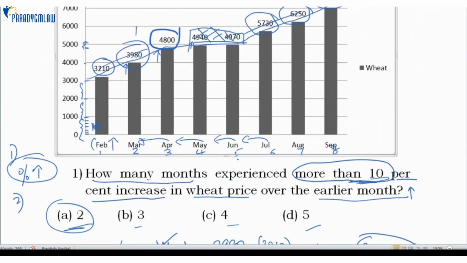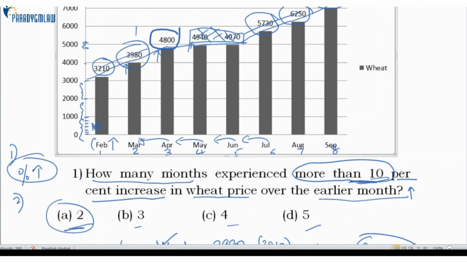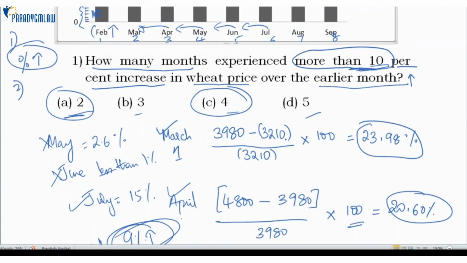So then the last problem is September, August. For September, from the graph, we have 7020 minus 6250 divided by 6250. I will get the answer at 12%. This is an approximation, but again, this is more than 10%. So in total, I have just 4 months having experienced more than 10% increase in the price of wheat. So that's my answer.